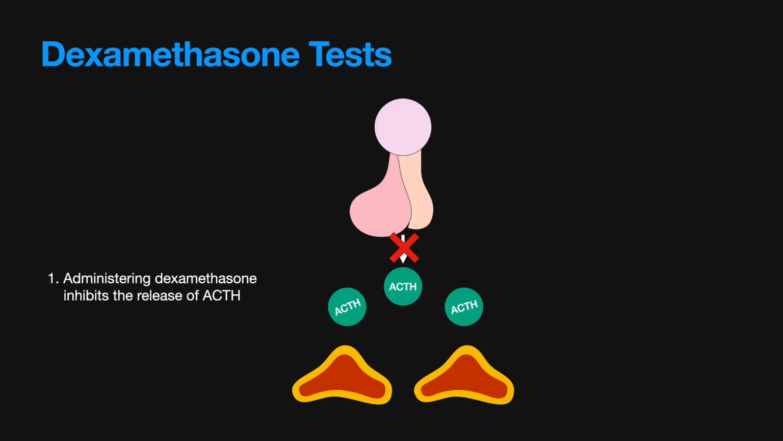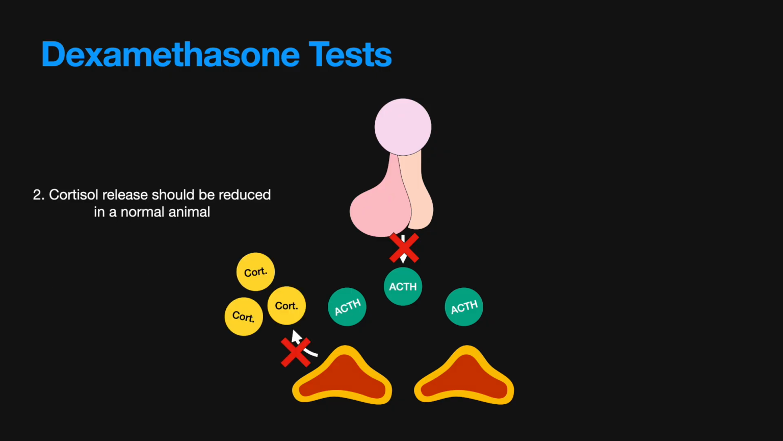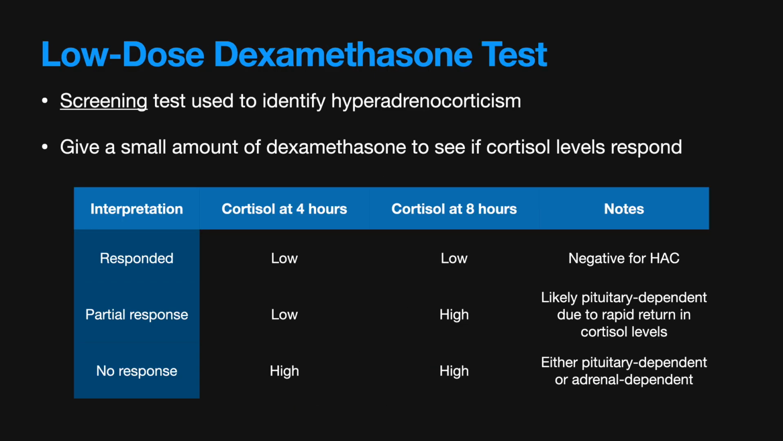So just to review before we talk about the two different tests, here's how the dexamethasone test works. Giving dexamethasone inhibits the release of ACTH. In a normal animal, this would prevent the release of cortisol based on the pathway that we discussed earlier. Now we'll take a look at the low-dose test. This is a screening test used to identify whether or not the animal has hyperadrenocorticism. In this test, you give a small amount of dexamethasone to see if the cortisol levels respond.